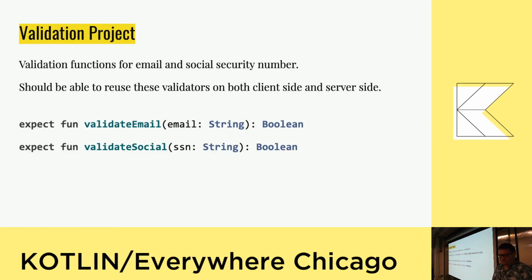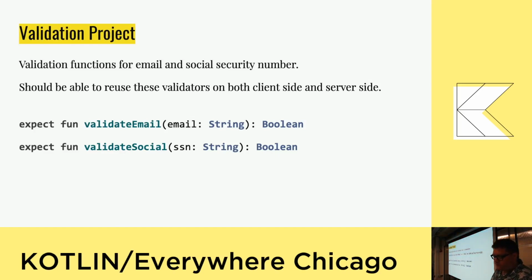So this kind of validation logic would live in a common source root, so it could be used by both the platforms. So I've created a sample application, and I've added two functions, validate email and validate social. Validate social will validate a social security number, and validate email obviously would check that an email was valid. And the validation logic for these today will be pretty simple, as that's not the focus. I'm just using simple regexes.